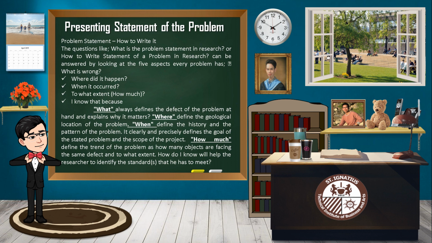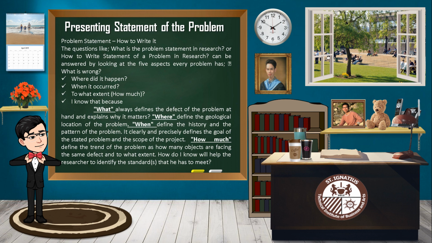Kailan to nag-umpisa? Ito ba yung nag-exist? Kailan to nag-appear? To what extent? How much? How often? I know that because alam natin, pero ano yung dapat natin pang malaman? Bakit siya ganon? So lahat tayo ay may katanungan na kailangan nating solusyonan. So these are the possible WH questions that we are looking for. So what always defines the defect of the problem at hand and explains why it matters.